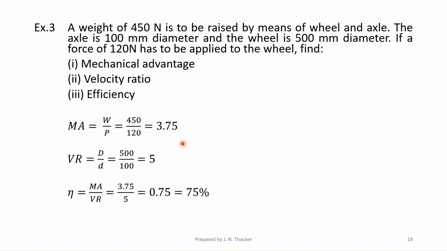Next, we know that for simple wheel and axle, your formula for velocity ratio is diameter of wheel by diameter of axle, that is 500 by 100. Okay, diameter of wheel is 500, diameter of axle is 100. So 500 by 100, that is 5. So velocity ratio is 5. Eta is simply MA by VR. MA we get as 3.75. VR is 5. So eta efficiency is 0.75, that is 75 percentage. So three values were asked, we calculated all three.